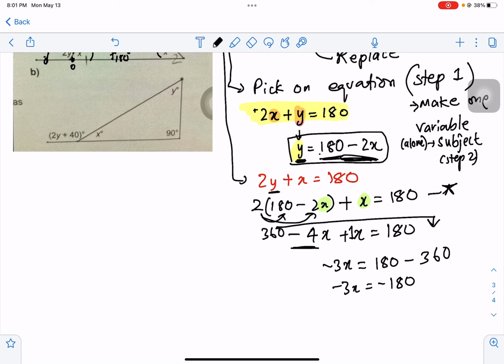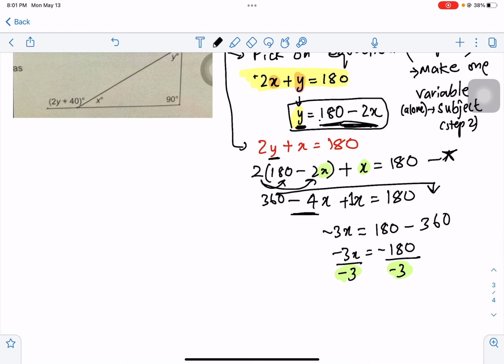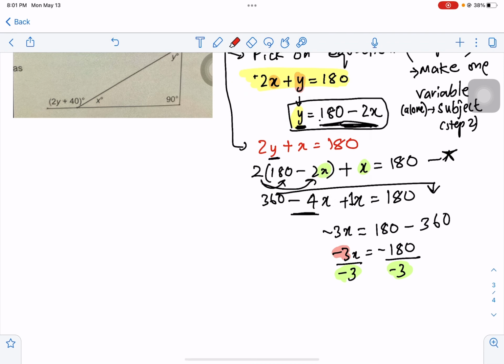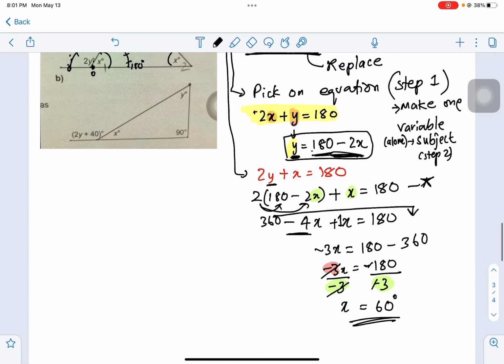Then I do not want this negative 3. If I use the balance method, that means do the same thing left and right. So I'm dividing by negative 3 on the left and negative 3 on the right. Why did I divide by negative 3? Because you will see that the negative 3 is multiplying x, so when I divide, it will get cancelled. So you are left with x equals, the negatives cancel, and you can use a calculator also. 180 divided by 3 is 60 degrees. So you got your x value, 60.